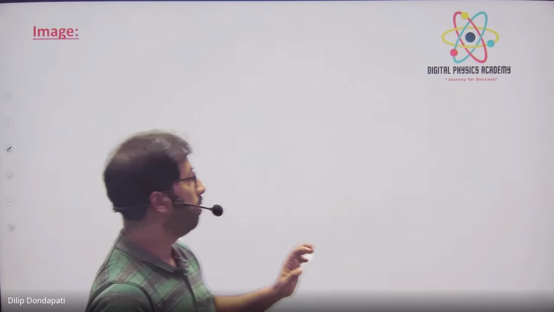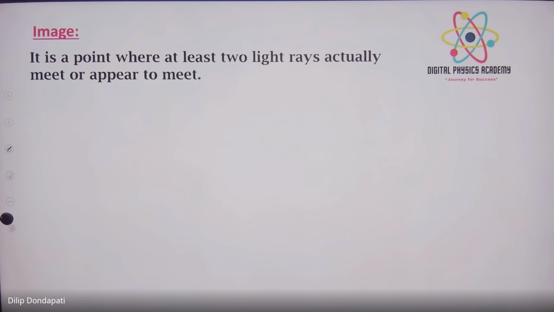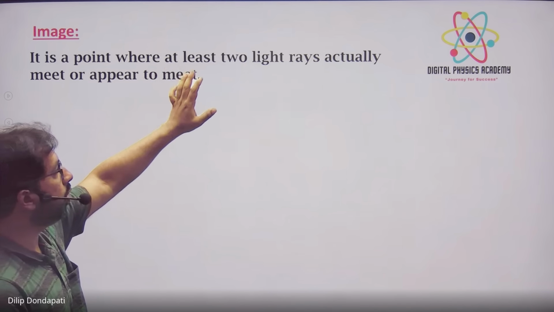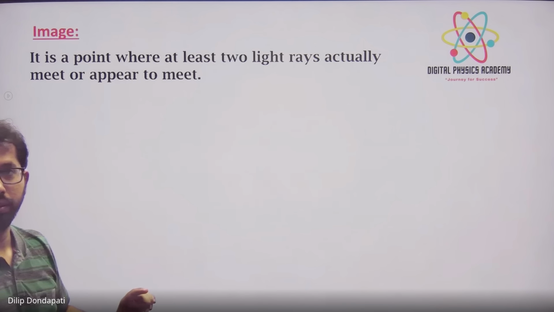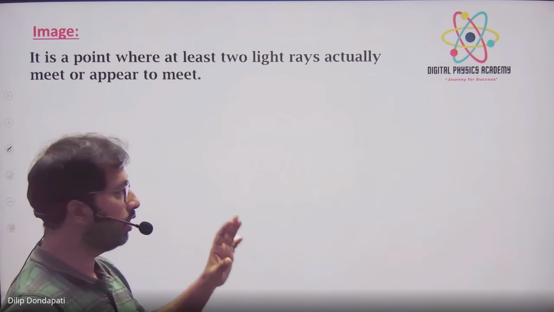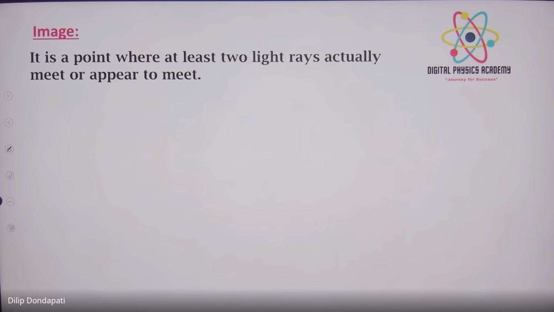Okay, so take the definition of image. It is a point where at least 2 light rays actually meet or appear to meet. Then only is an image formed. So after reflection, they should meet. So how many types of images are there? We will see.